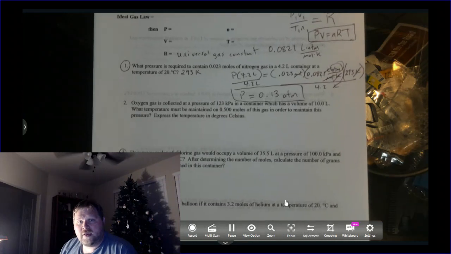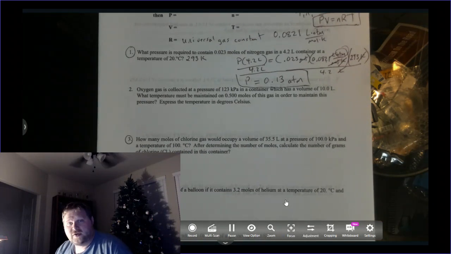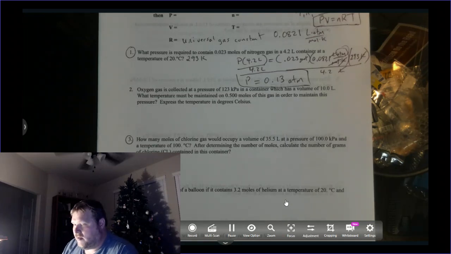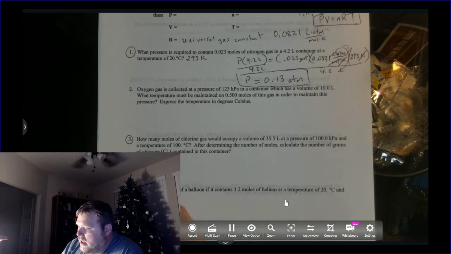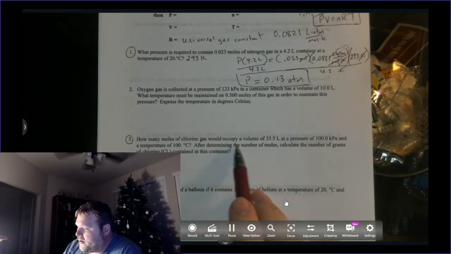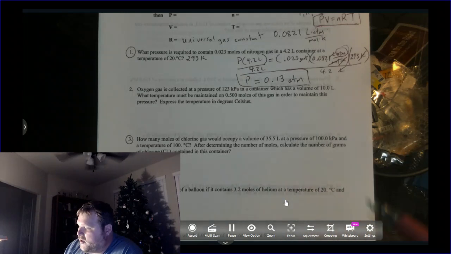All right, we're going to go down to number 3. Number 2 here, once again, is very similar to number 1, so you're going to be kind of bored by that one probably. But let's take a look at number 3. How many moles of chlorine gas would occupy a volume of 35.5 liters at a pressure of 100 kilopascals?